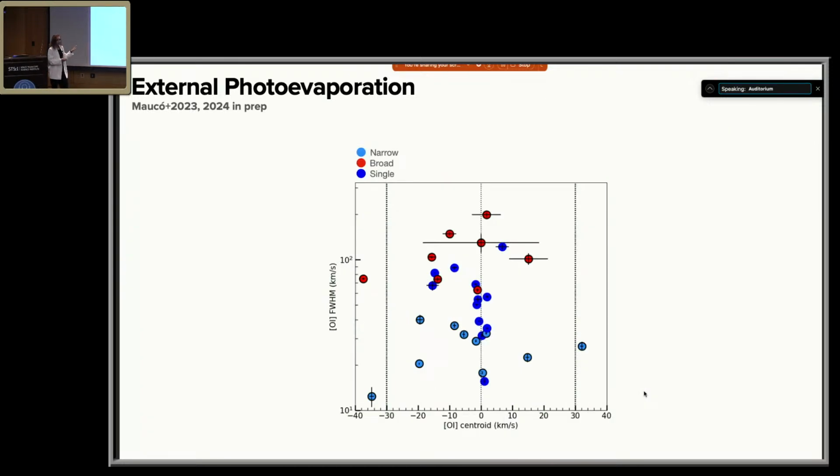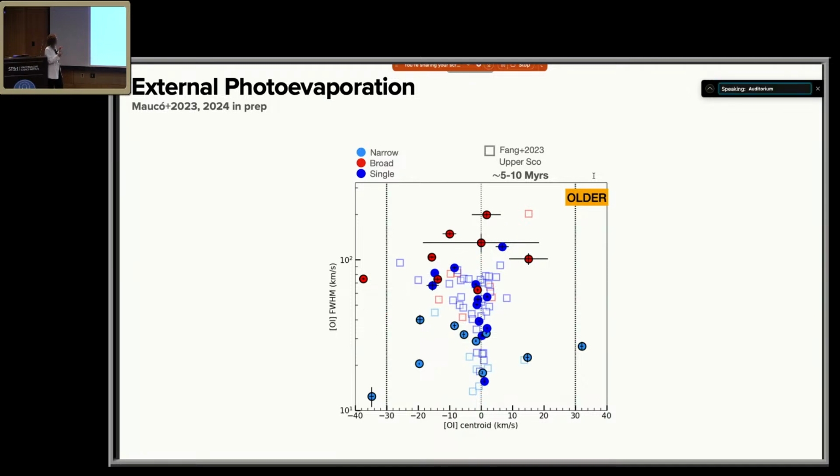And now here I show you the kinematic behavior of the oxygen 1 line for Sigma Orionis. So you can see the full width at maximum of the line versus the peak velocity. And you can see that we have sources with narrow and broad components, but also single components. But what is very interesting is when you start comparing this with younger and older regions. So here I show you the comparison with Banzatti 2019. It's a younger region, 1 to 2 million years. You can see that more or less they seem to be agreeing.